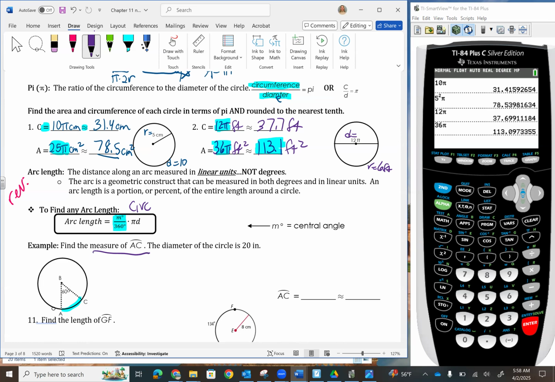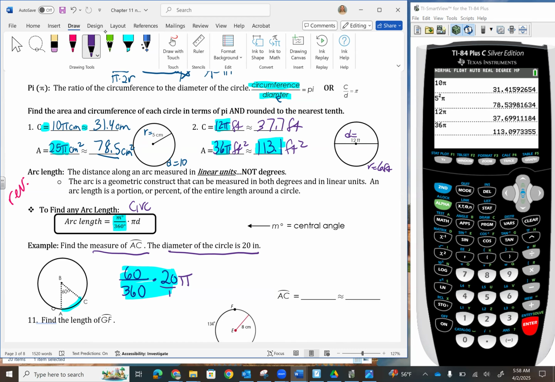So the measure of AC is going to be 60 degrees out of 360. That's the fraction of the circle you're going to be going around, and then times the circumference. And it says the diameter is 20, so it'd be 20 pi. And it says I want the exact value and I want the approximate value. And remember, to do the exact, all you do is you take your calc and you put the numbers in. If you don't have a graphing calc, put this over 1 times the top times the bottom, and that will be your fraction.